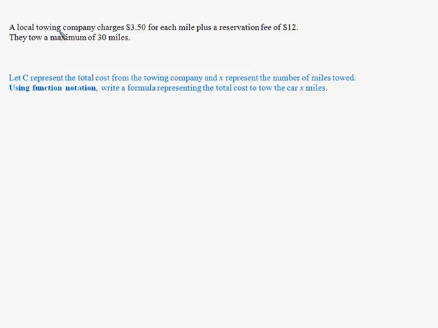Here we have a local towing company that charges $3.50 per each mile that you're towed, plus they charge a reservation fee of $12. They will only tow your vehicle a maximum of 30 miles. We are to write a function, a total cost function, C, as a function of x, which is the number of miles that my car is to be towed.